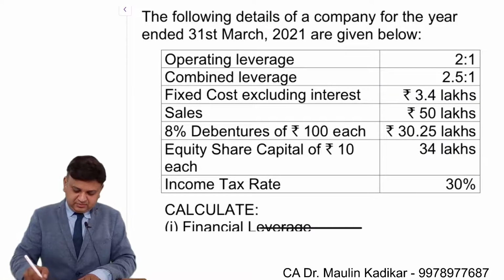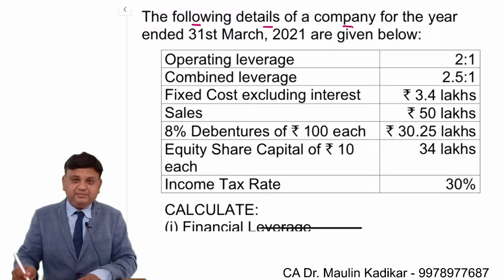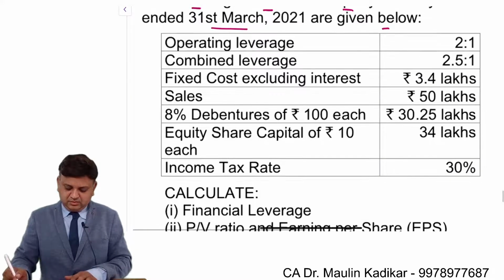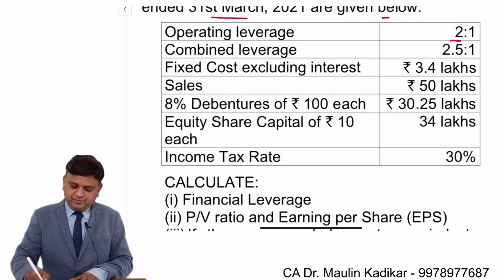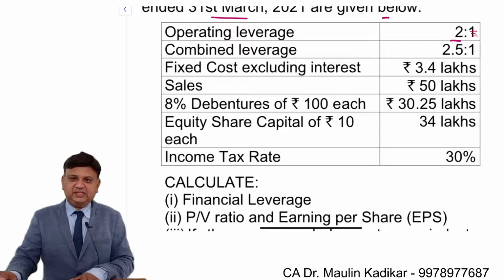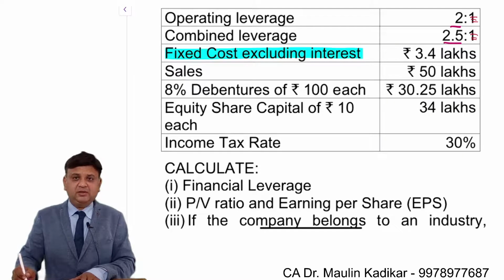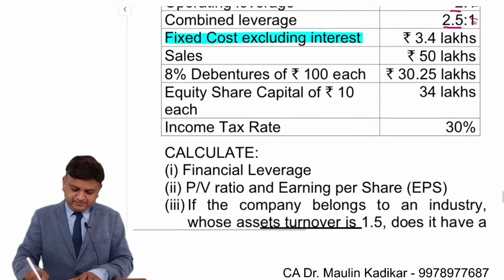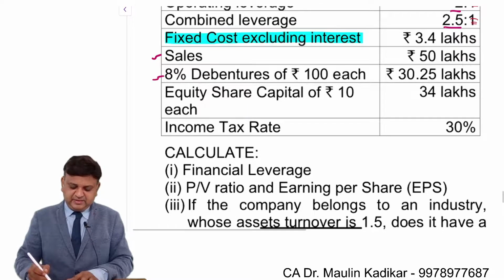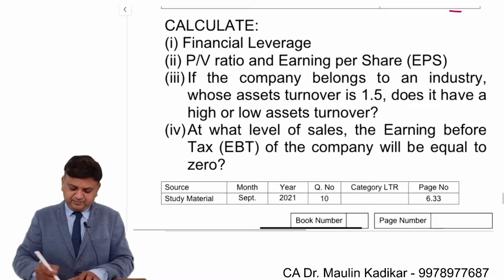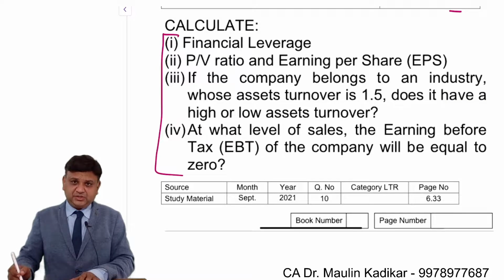Let us start with the next question. The following details of a company for the year ended 31st of March 2021 are given below. Operating leverage is 2 to 1. Degree of combined leverage is 2.5 to 1. Again, we have been given fixed cost excluding interest, so the operational fixed cost is given. Sales is given, 8% debentures is given, equity share capital is given, and income tax rate is given. There are 4 questions provided to us in the question.